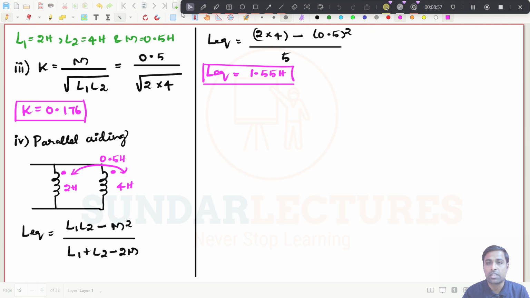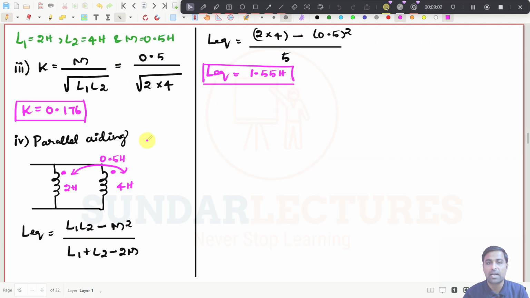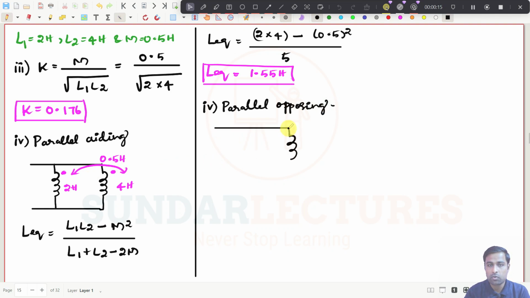And what is the next question? Next question, it is parallel opposing, right? Fourth one, parallel opposing. So parallel opposing, the diagram will be the same. It will look like two coils connected in parallel like this, and if it is opposing, then this dot will be here, this dot will be here. 2 Henry, 4 Henry.